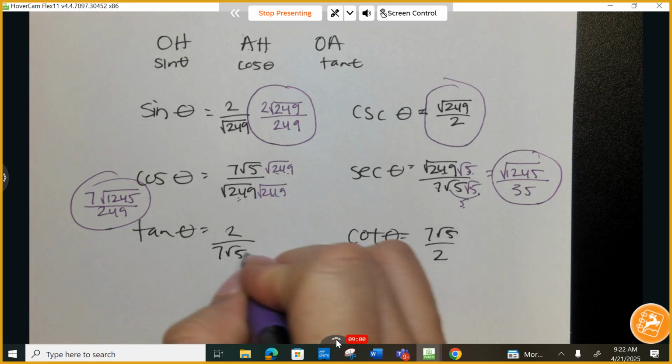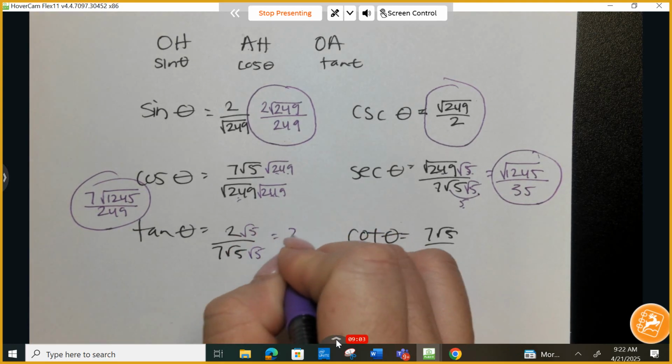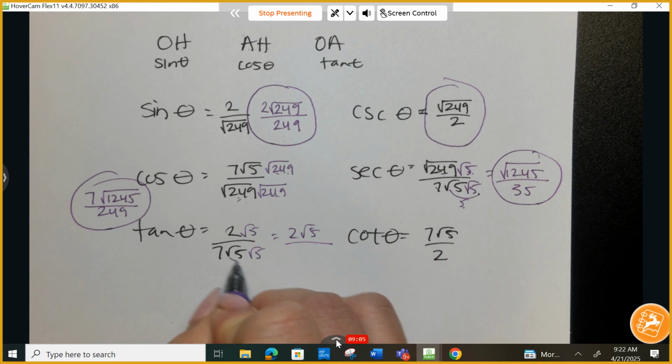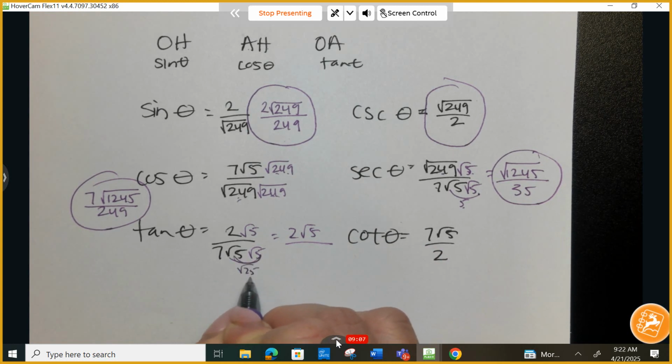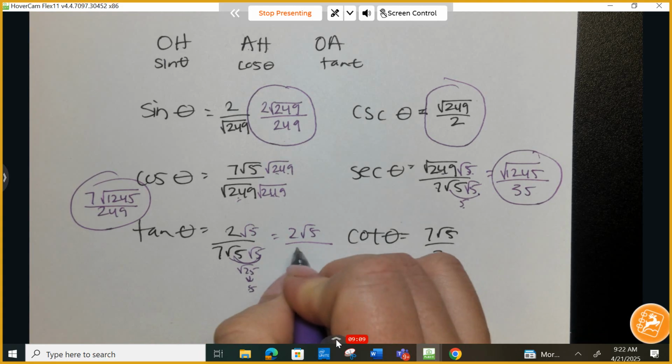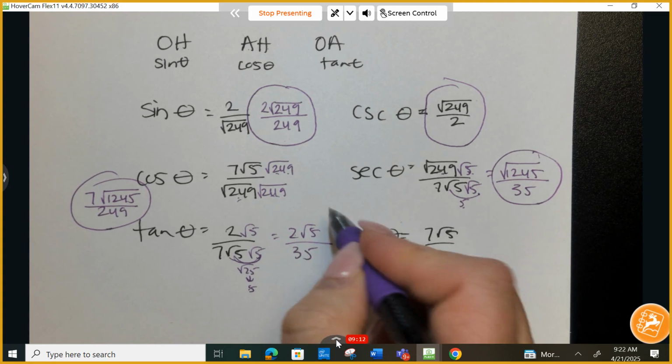On the bottom here, I'm going to take the square root of 5, the square root of 5, I get 2 square roots of 5 on top. Again, square root of 5 times the square root of 5 is the square root of 25, which is simply 5. 7 times 5 is 35. I know 2 and 35 don't reduce.